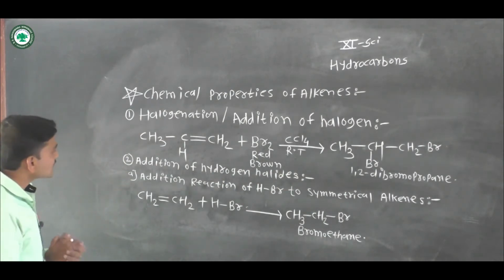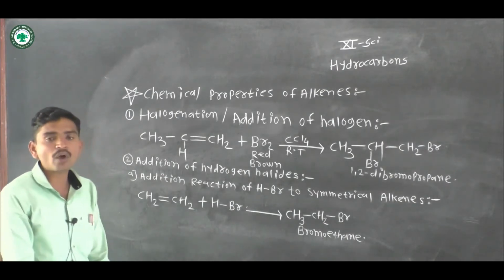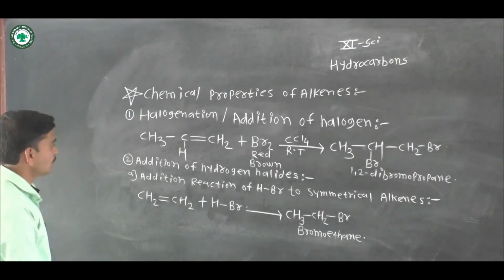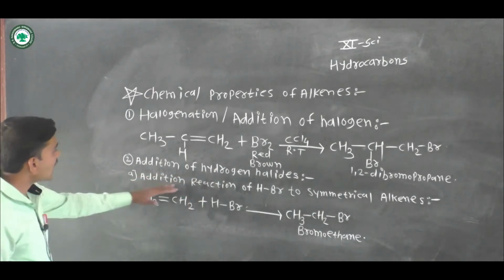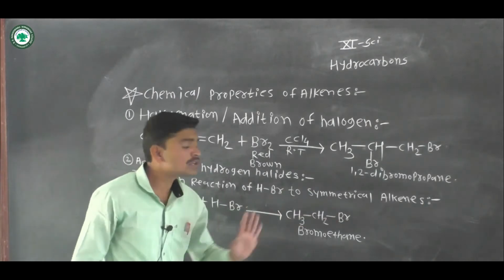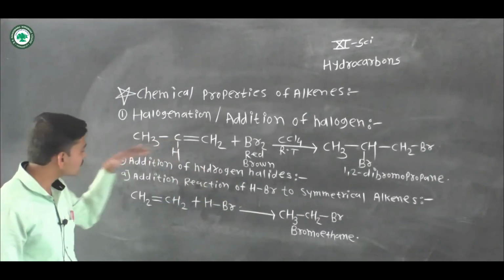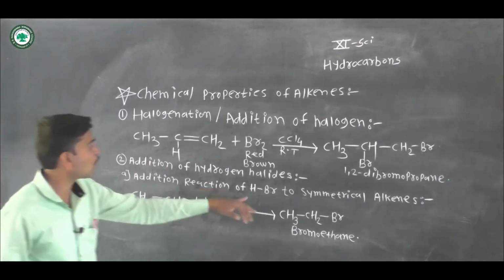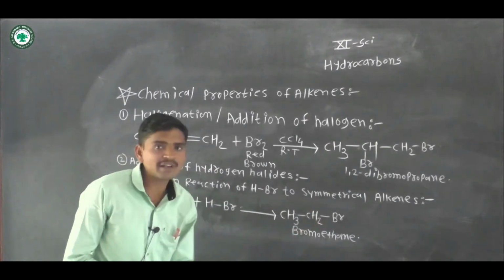The next reaction is addition of hydrogen halides, or hydrohalogenation reaction. First is the addition reaction of HBr, hydrobromic acid, to symmetrical alkene.